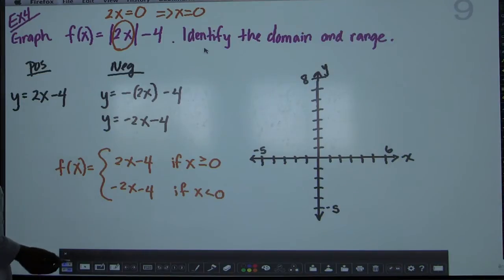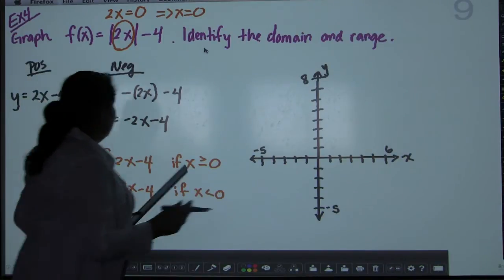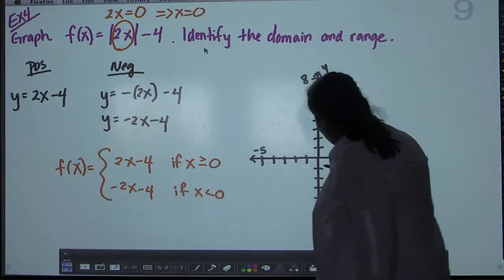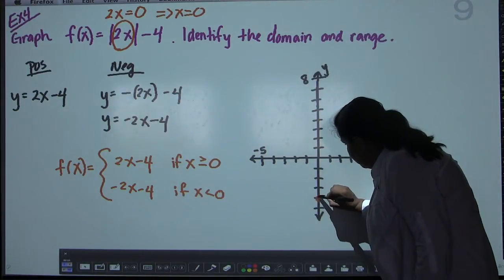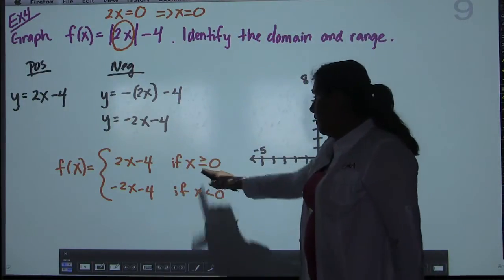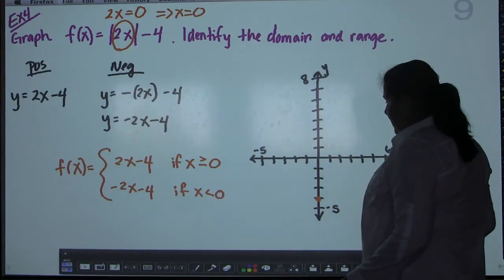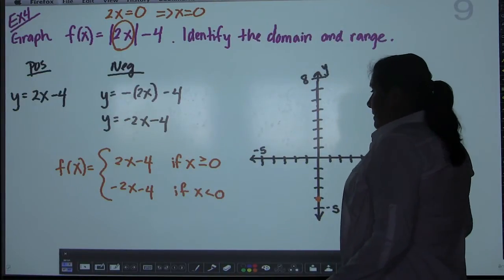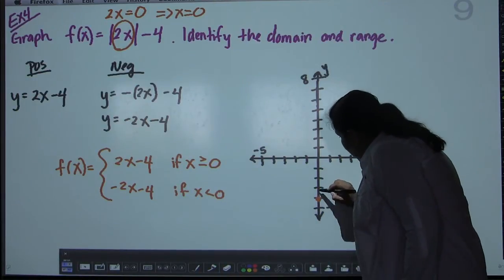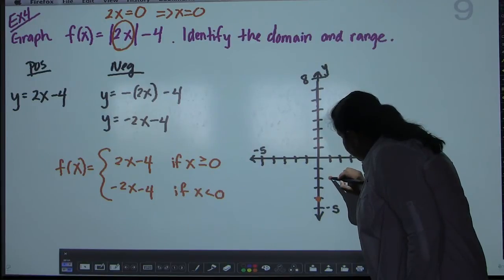We're going to graph this little guy. And 0 is our middle. So again, 2x minus 4 means that I'm going to have negative 4 as my y-intercept down there. This is the equal to part, so I get to keep that nice and solid. And then my slope is 2, so I'm going to go up 2 over 1.